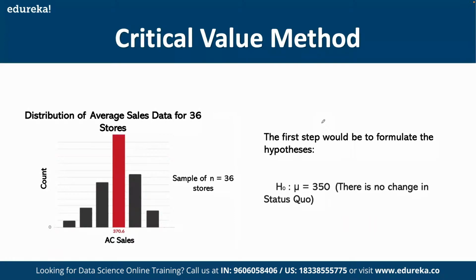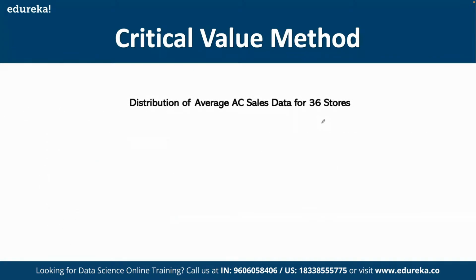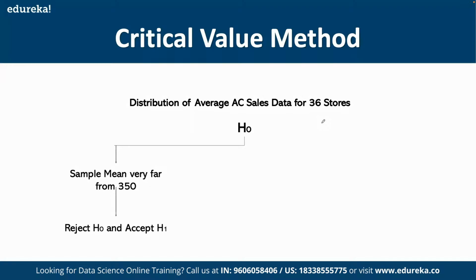The null hypothesis is that the average is 350, which means there is no change in the store status quo. The alternate hypothesis says that the average is not equal to 350. Once we define the hypothesis, we select the sample. In this scenario, we'll look into the sample of 36 stores. The sample mean can vary very far from 350. If I've got a sample mean which is very far from the assumed mean, then we reject the null hypothesis and accept the alternate hypothesis.